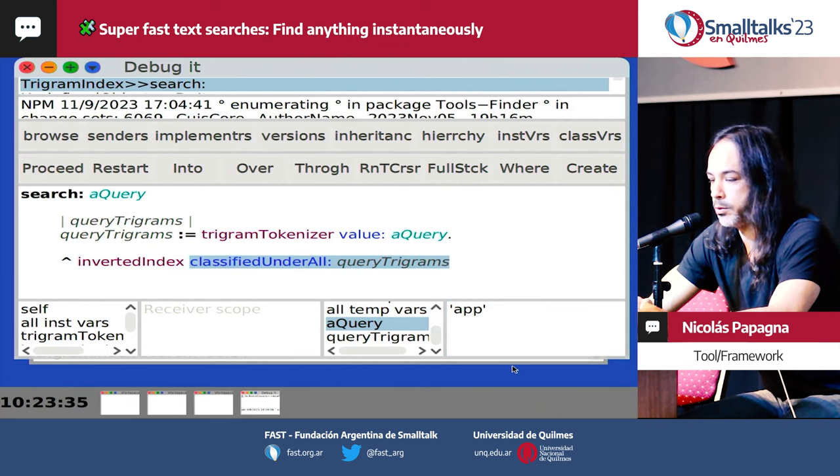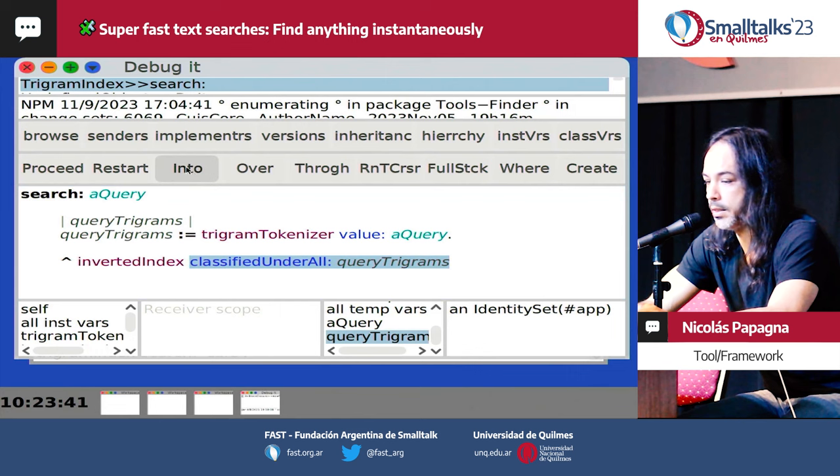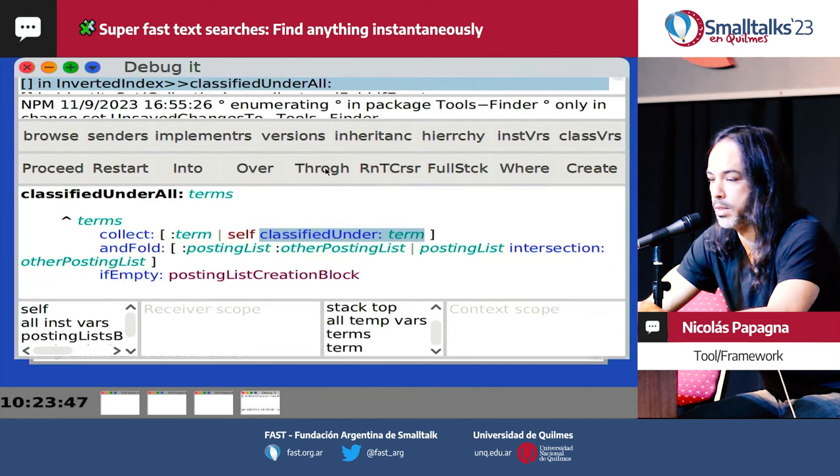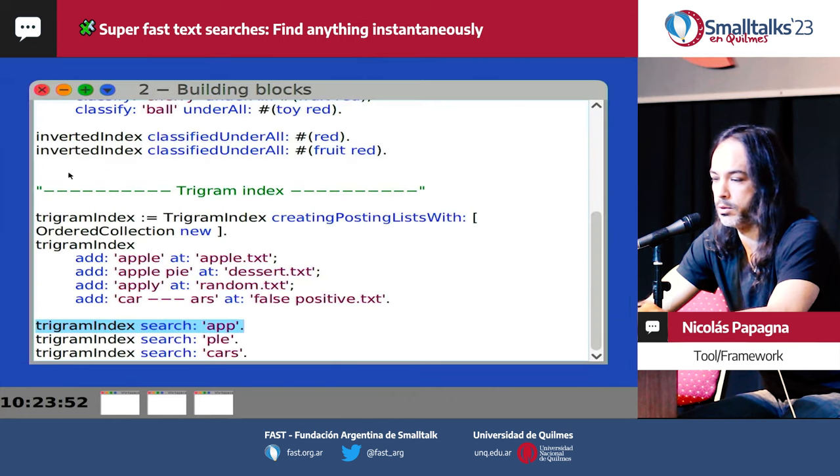So first we'll do this. The query trigrams, no surprise, is just the query. And then we ask the index, hey, give me everything for this term. In this case, it's only one. We get the results, and there's nothing else to do here. So, great.